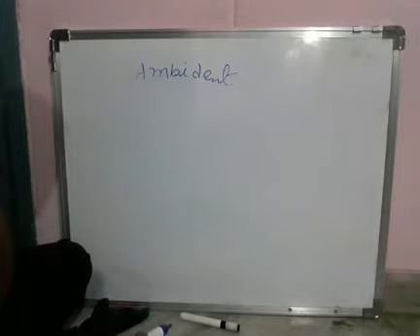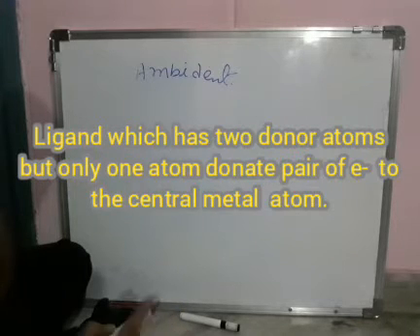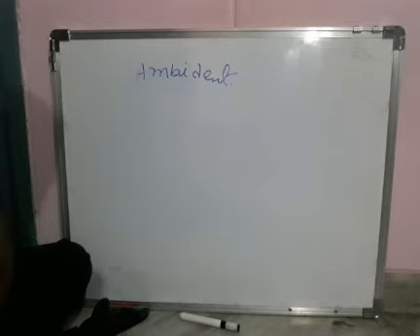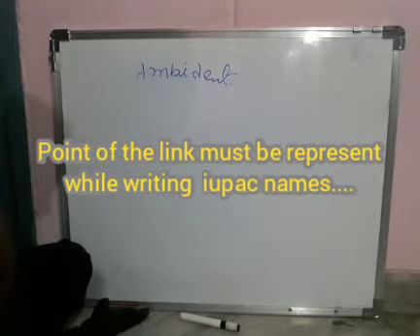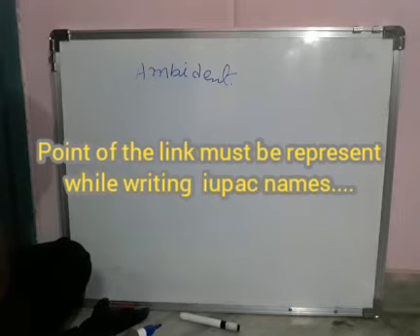What is an ambident ligand? A ligand which has 2 or more donor atoms, but only one atom can donate the pair of electrons to the central metal atom, is called an ambident ligand. So the point of linkage must be represented while writing the IUPAC names.